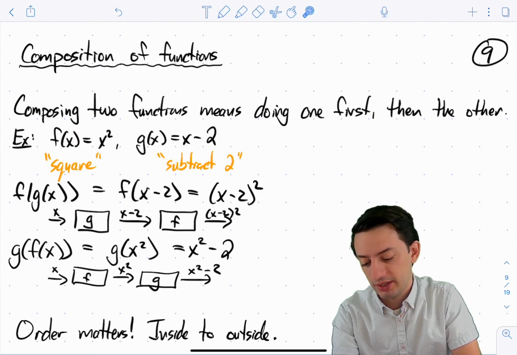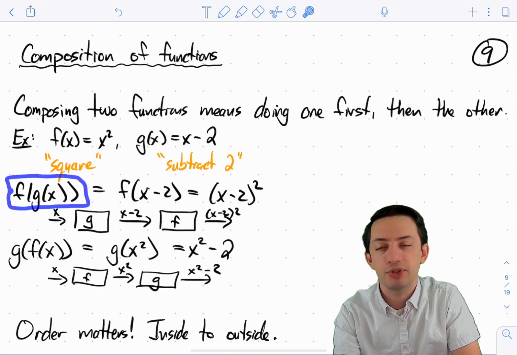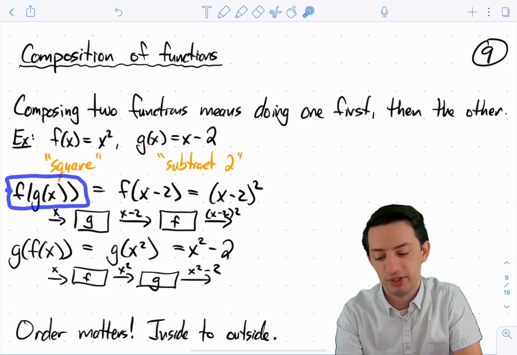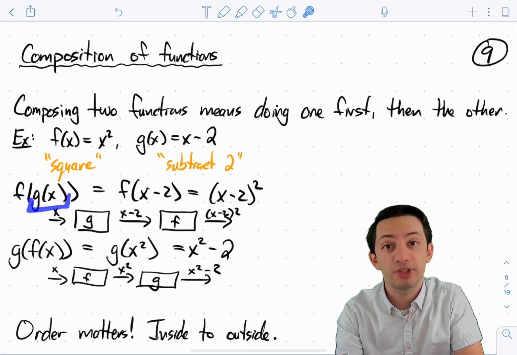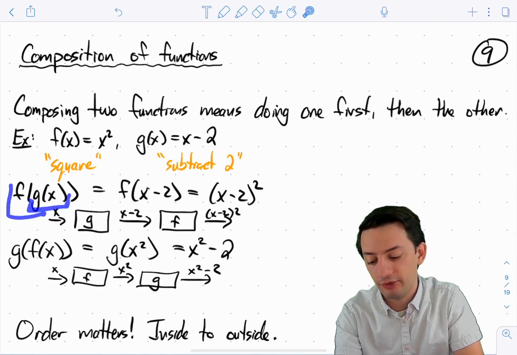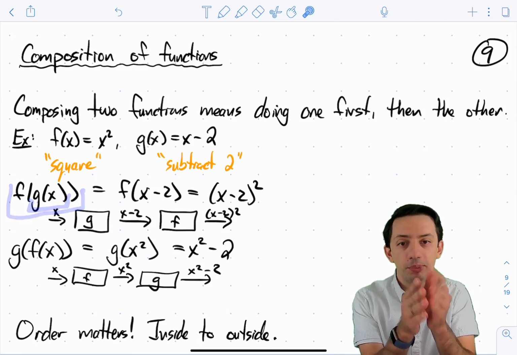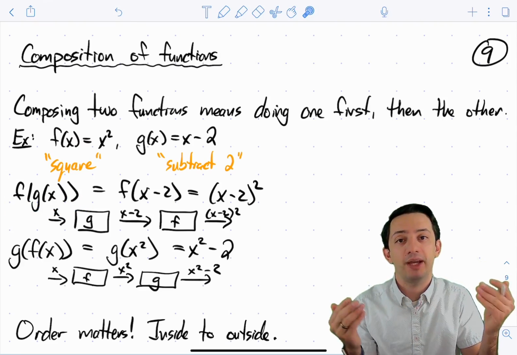So first, take a look at this notation here. This is the composition notation. It looks complicated, but there's just an order of our operations here. This says do g of x first. That gives you some result, and then do f of that. So first apply g because it's the innermost, and then apply f to the result.